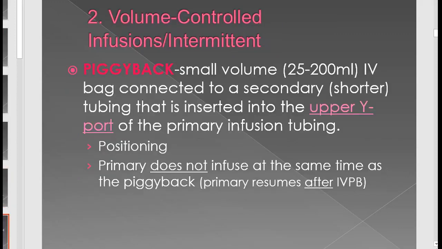An intermittent infusion is also what we call a piggyback. This is a small volume, anywhere between 25 mLs to 200 mLs. And it's in an IV bag that is usually connected to a primary bag at the upper Y port. I'm going to show you a video here shortly so you'll see what I'm talking about.